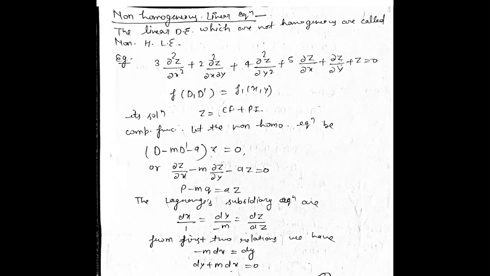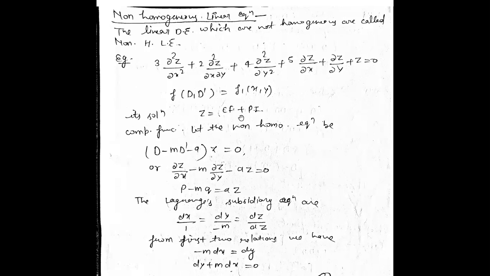So there is an example here. You can see that order is 2, order is 2, order is 2, but order is 1, 1 here. So this is your non-homogeneous linear partial differential equation, right? Now F(D, D dash) Z is equal to F1(x, y). That means if the right hand side is equal to 0, then your complementary function is the complete solution.